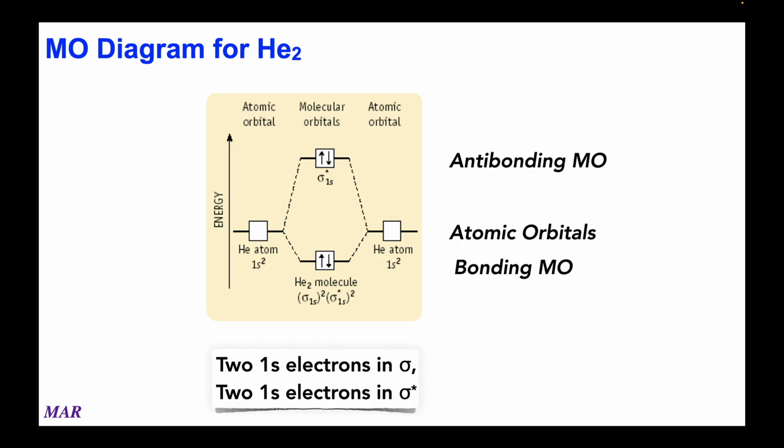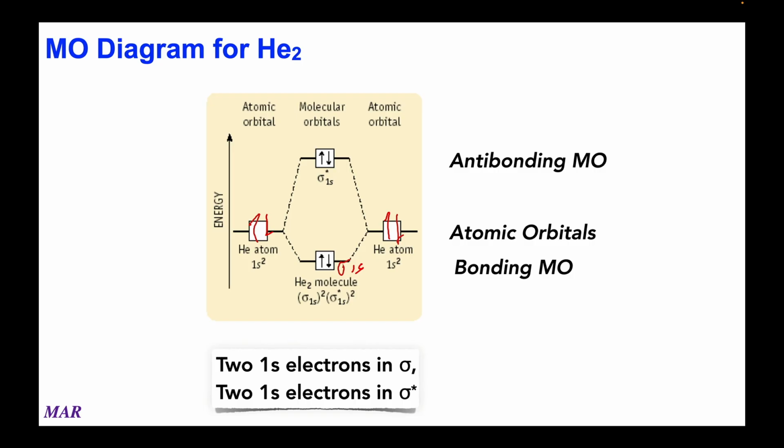That doesn't show in the picture, but that's the sigma 1s there on the bottom. And the sigma star 1s, the anti-bonding molecular orbital, is on the top. Now, the difference between helium and hydrogen: helium has 2 electrons. So on the first helium atom, you could draw 2 electrons, and on the second one, you could draw 2 electrons. So we have a total of 4 electrons to place in the molecule.